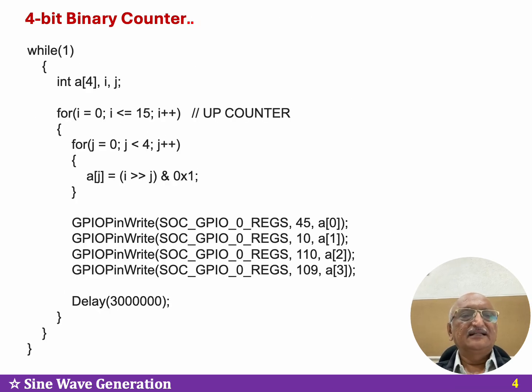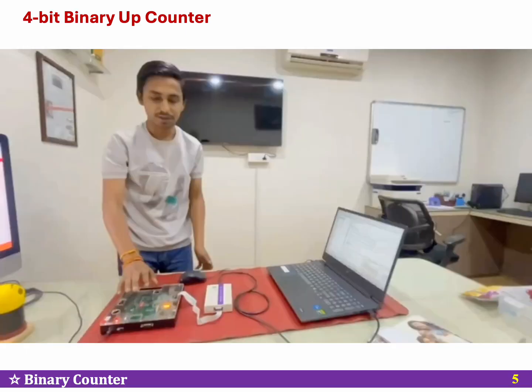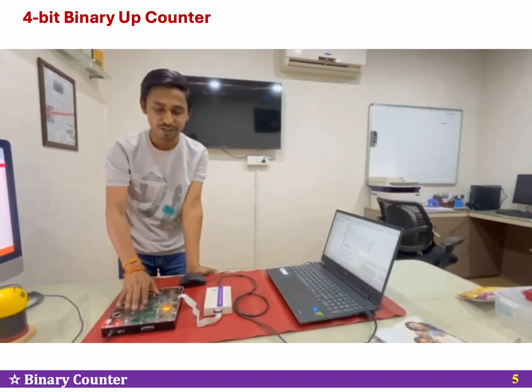This is the GPIO pin write. It will write to these numbers 45, 10, 110, 109 appropriately from the content of A0, A1, A2, A3, which is modified after this loop. And the delay is added. This is the code for up counter. This is DSP board TMS.